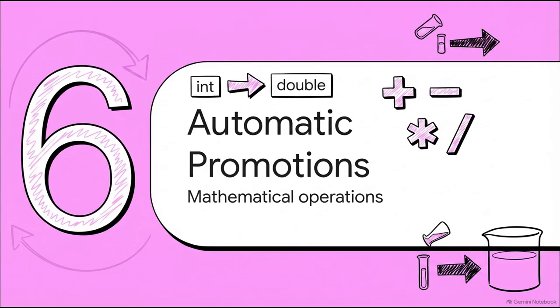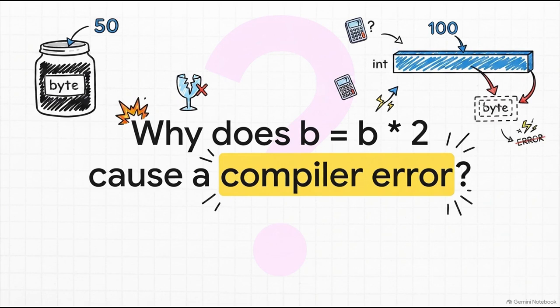Finally, Section 6. Automatic type promotions during mathematical operations. We're now transitioning into the final and frankly most frequent source of confusion in technical interviews, what happens dynamically during mathematical equations. I want you to pose this mystery to yourself.